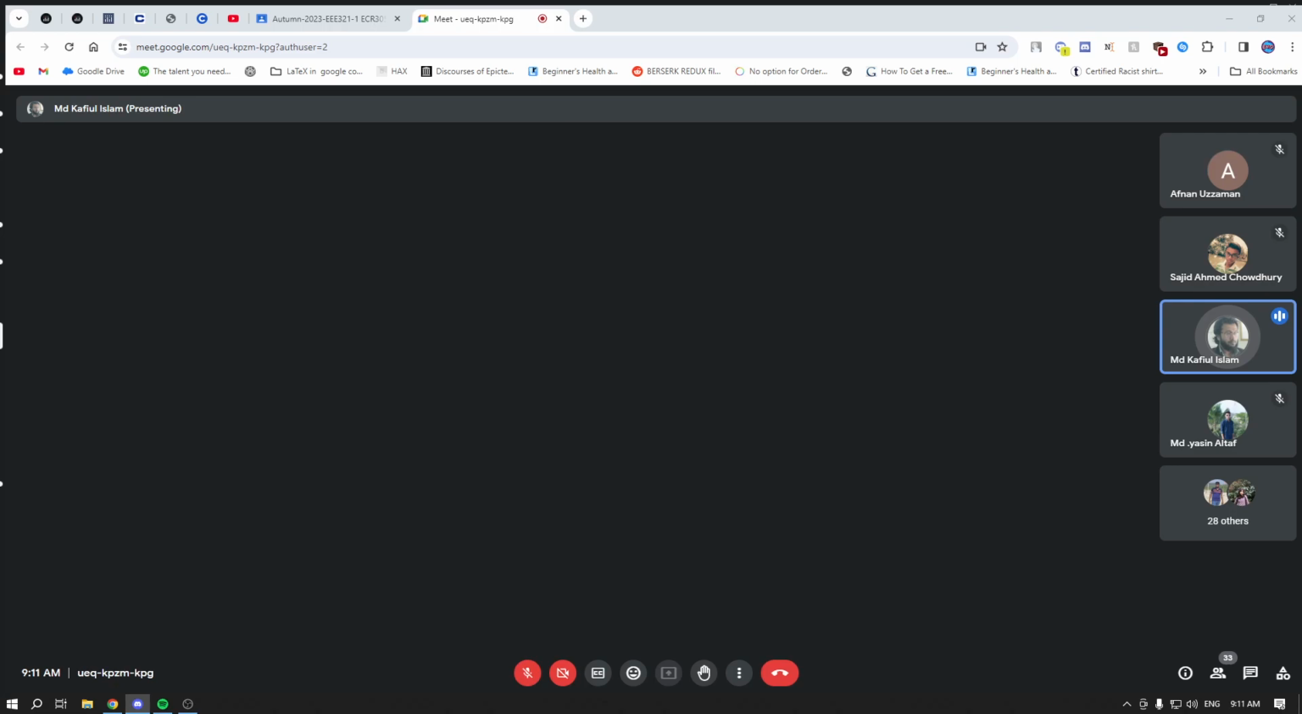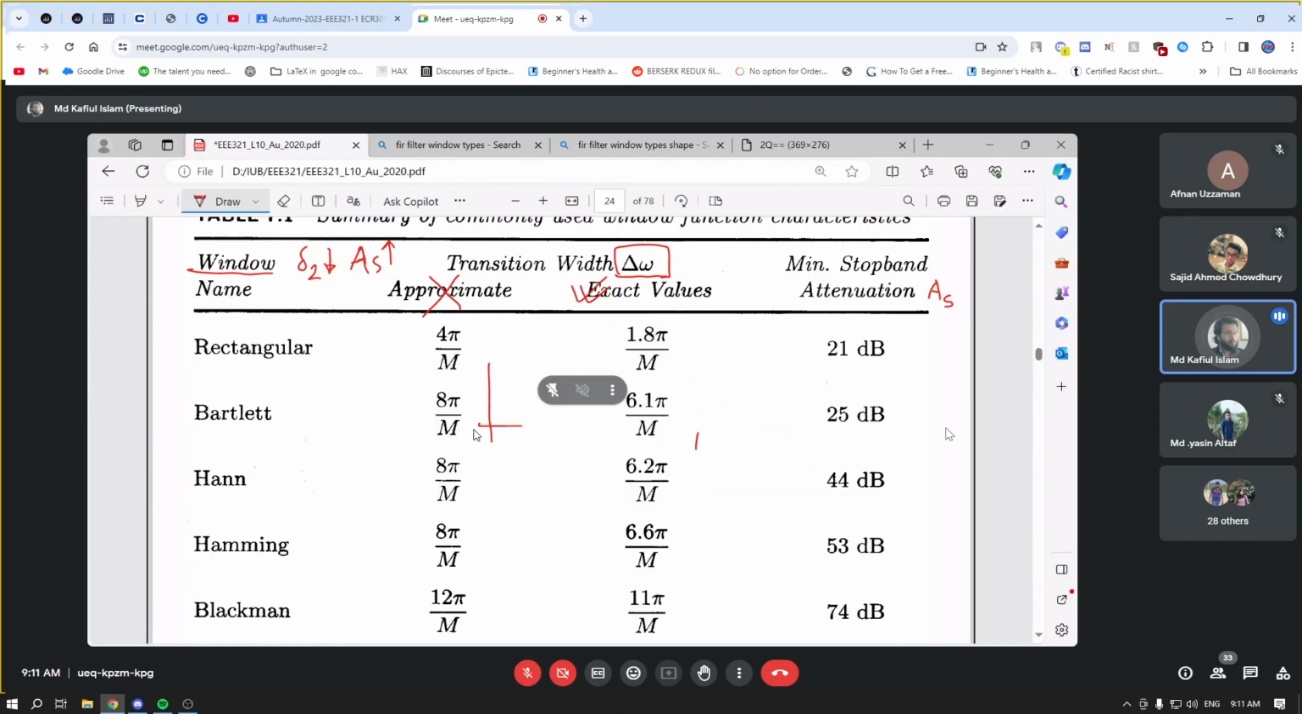So we want higher AS. Fine. Okay, how about the delta omega, transition bandwidth? So what is transition bandwidth again? From pass band to stop band, whatever the transition is, right? Okay. So do you want this delta omega to be lower or higher?